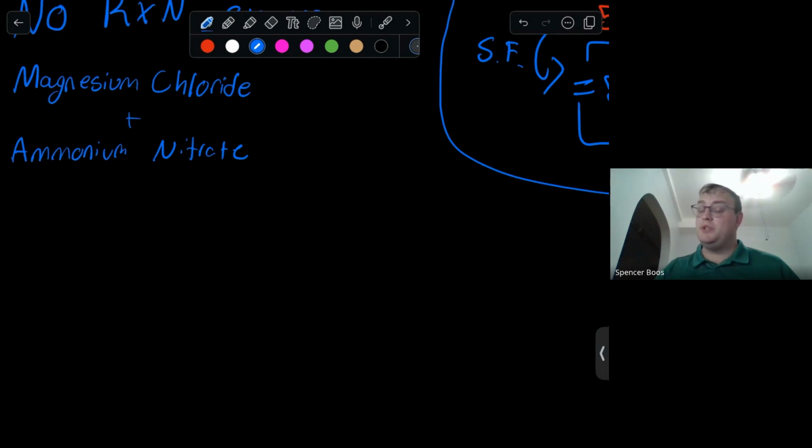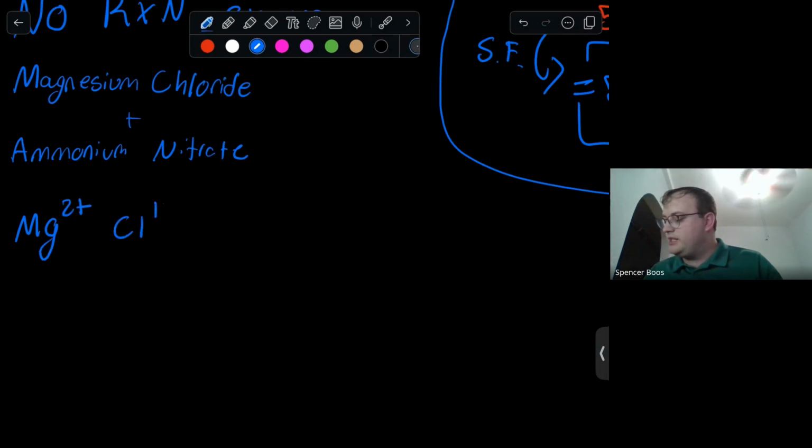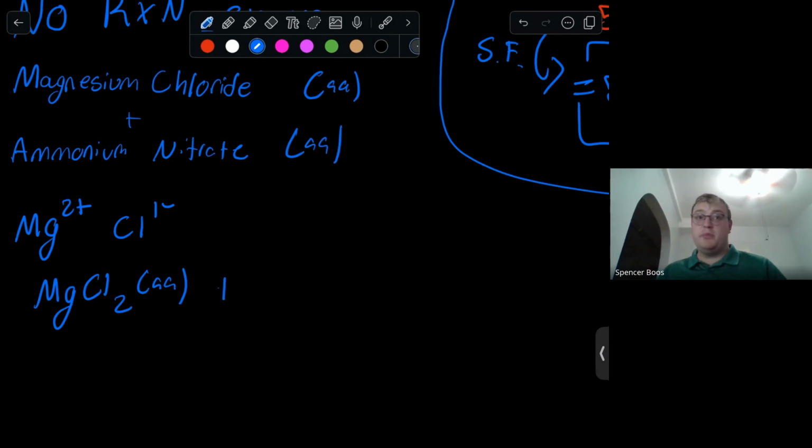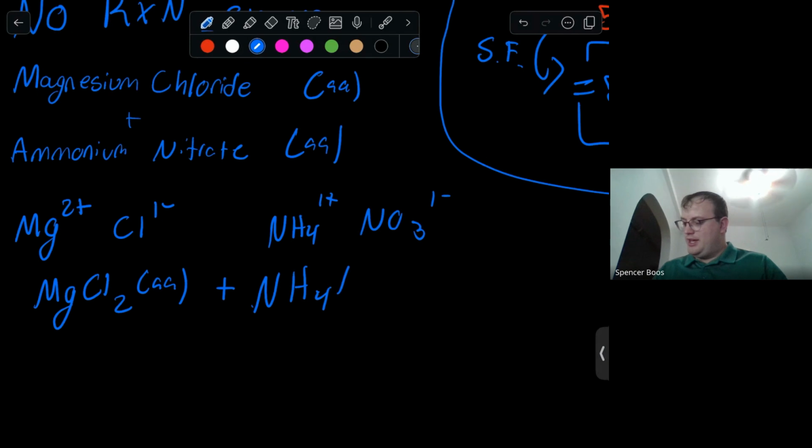This is where your nomenclature comes into play. Magnesium chloride. Magnesium, Mg, has a 2 plus charge. Chlorine has a 1 minus. MgCl2 aqueous. I'm combining this with ammonium nitrate, which is NH4 with a 1 plus, NO3 with a 1 minus. NH4NO3, and this would be aqueous.